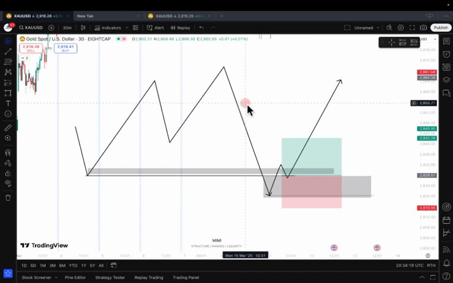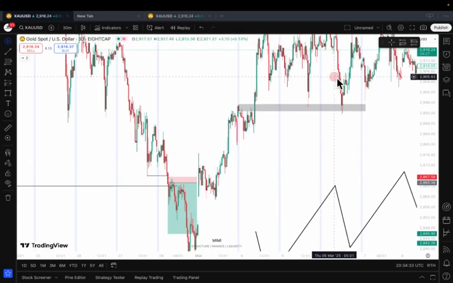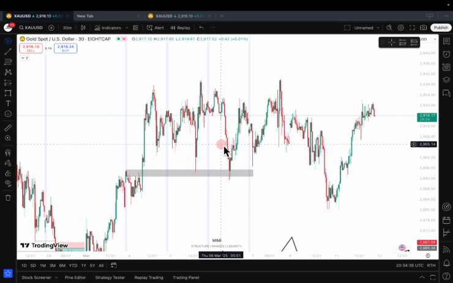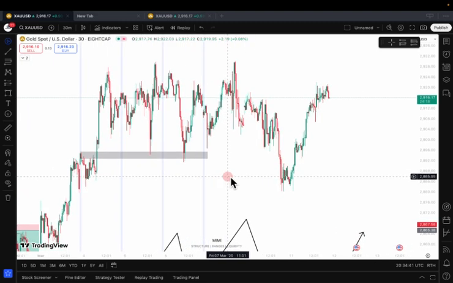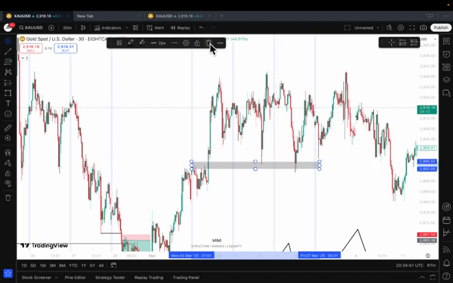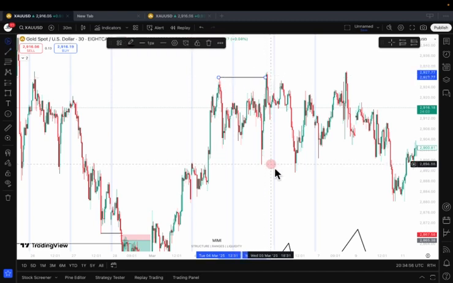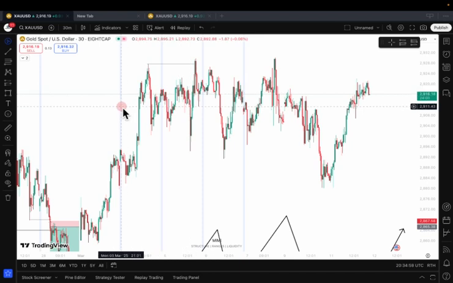Now let's take two examples, because I want to treat all the entries today. Let's check some few examples I'll take from gold and GU. It depends on the pair. A reclamation can occur at the inducement. Example number 1, a break of structure here. This was our inducement.